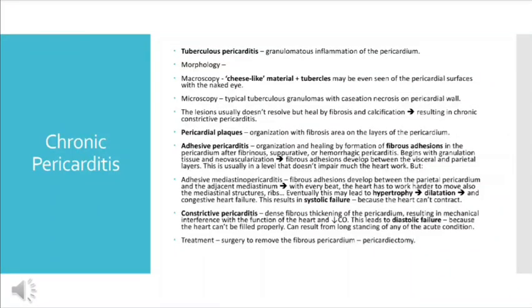And fourth, you can have constrictive pericarditis, and it is the dense fibrous thickening of the pericardium, resulting in mechanical interference with the function of the heart and decreased cardiac output. This leads to diastolic failure because the heart cannot be filled properly, and this can result from long-standing of any of the acute conditions, so any of the acute pericarditis. And treatment of this would be surgery to remove the fibrous pericardium so it wouldn't compress the heart anymore.